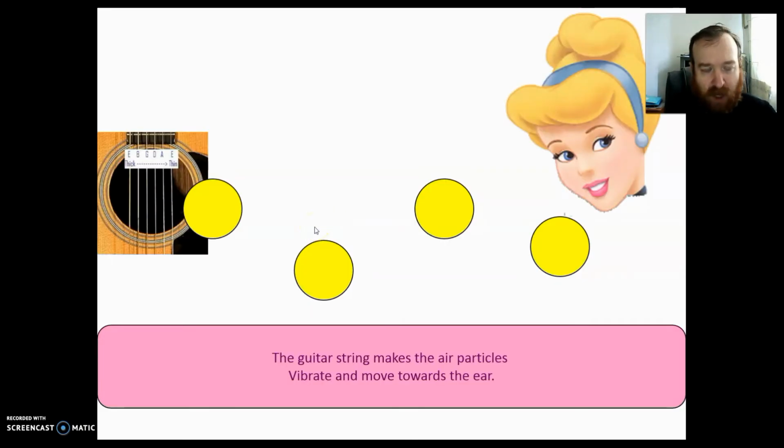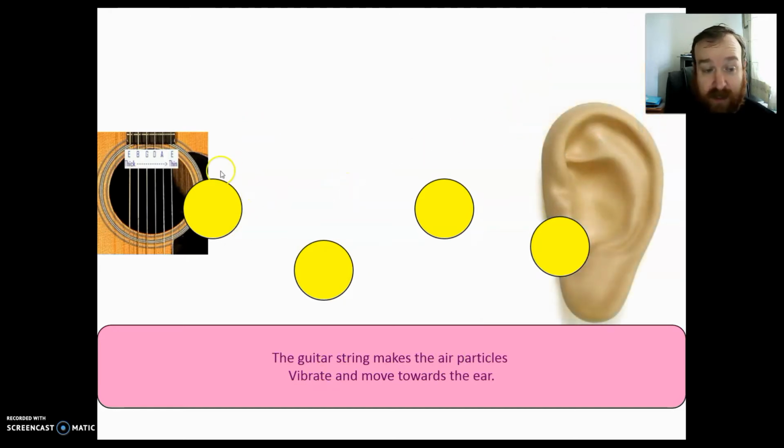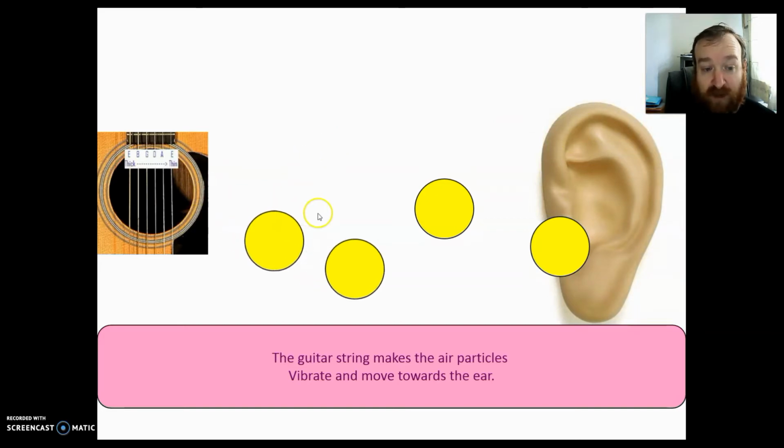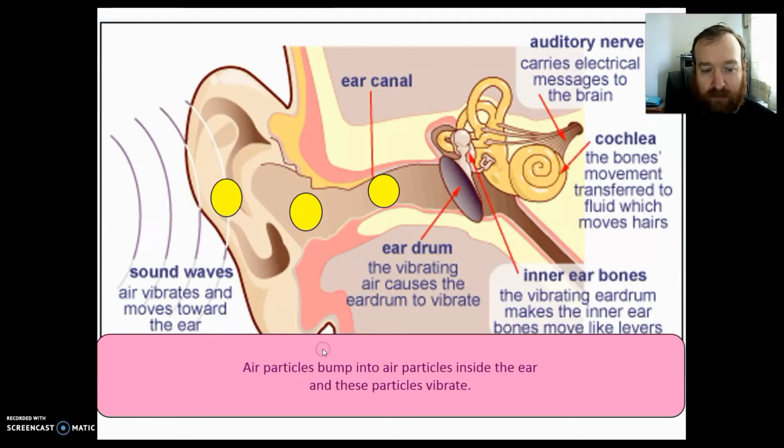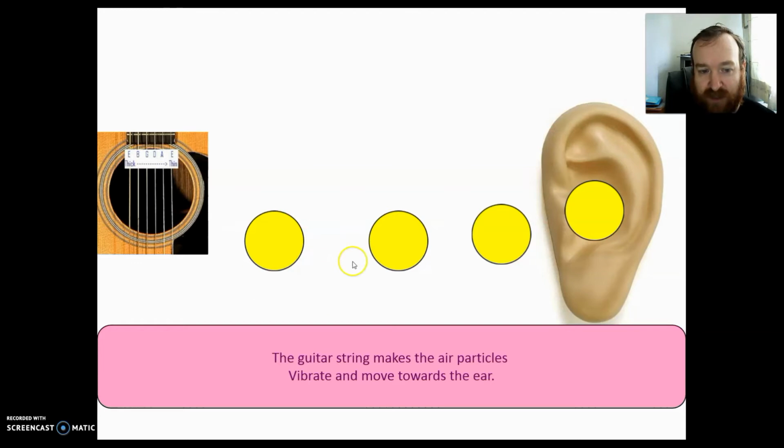Now, one of the most important things that you need to know about sound is how it travels from the thing that's making the sound to us. Okay, so when the guitar string is plucked, when it's strummed, it will vibrate. Okay, and the guitar string makes the air particles vibrate and move towards the ear. Okay, and then the particles will vibrate and they will hit the other particles and cause those particles to vibrate. They bump into each other and that vibration is passed on to the next particle, the next particle, the next particle, and then that vibration is going into the ear.